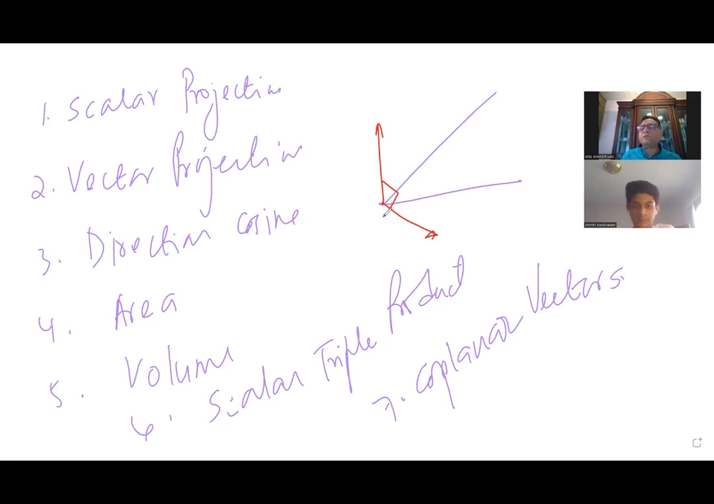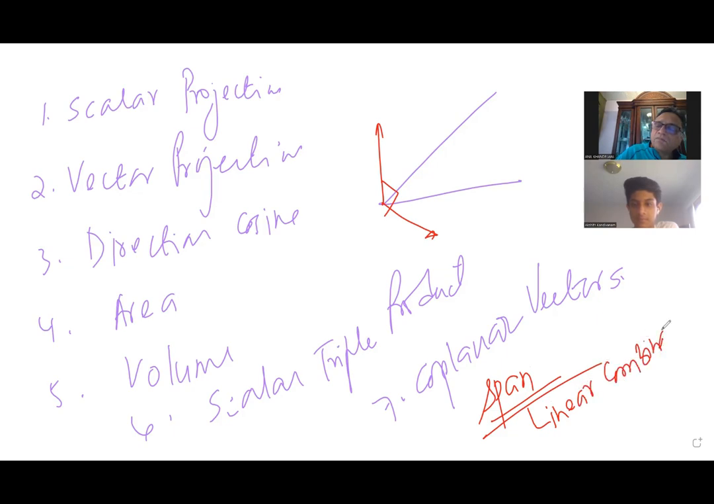And actually from here, if they are in the same plane, then you can write one vector as a linear combination of the other two. Spanning will be the next topic. That will be our next lesson: how do we span vectors and how do we do linear combinations of vectors? Is that okay? Yes, sir.